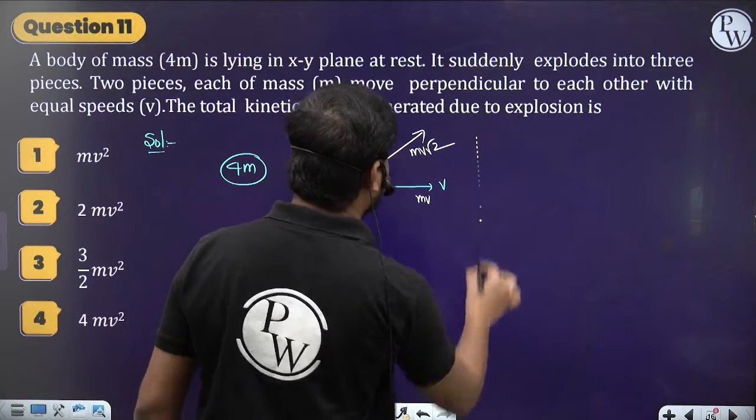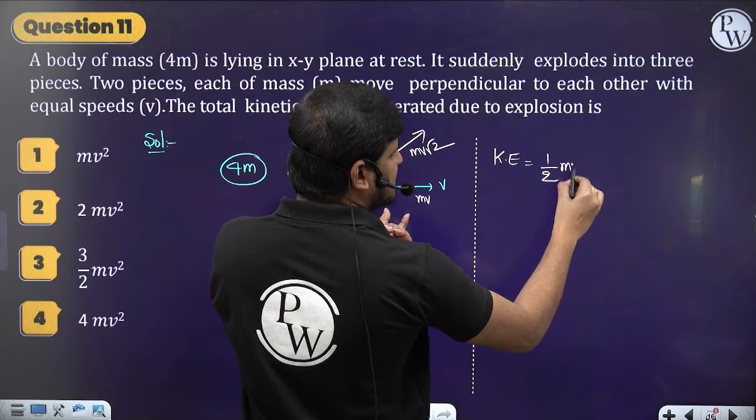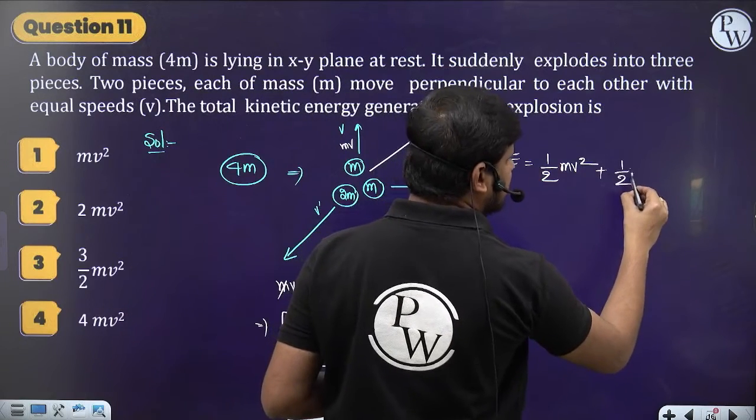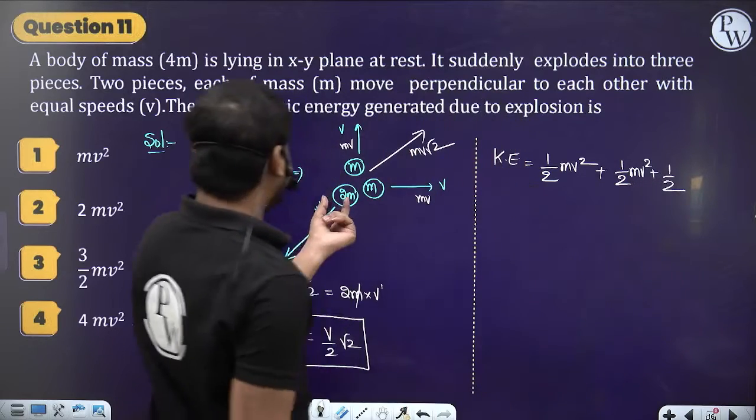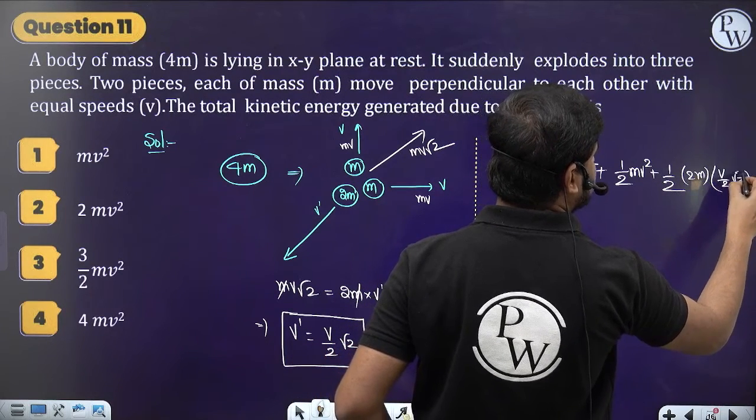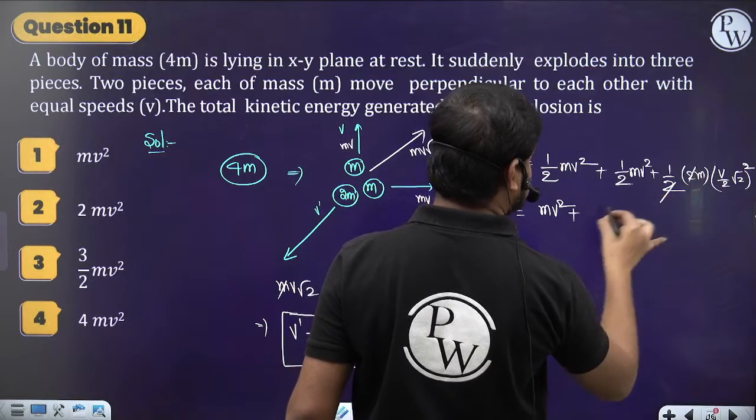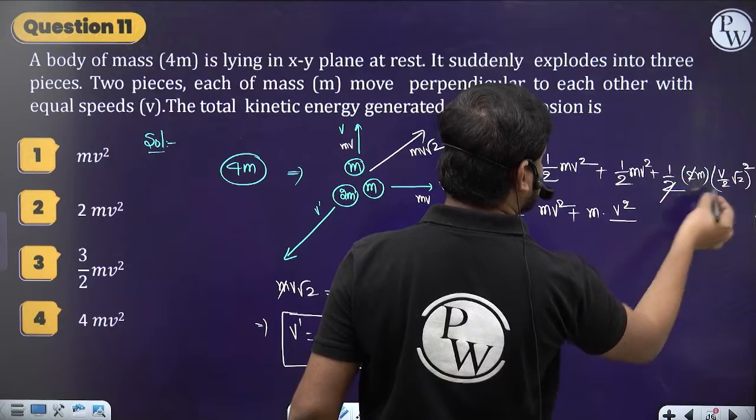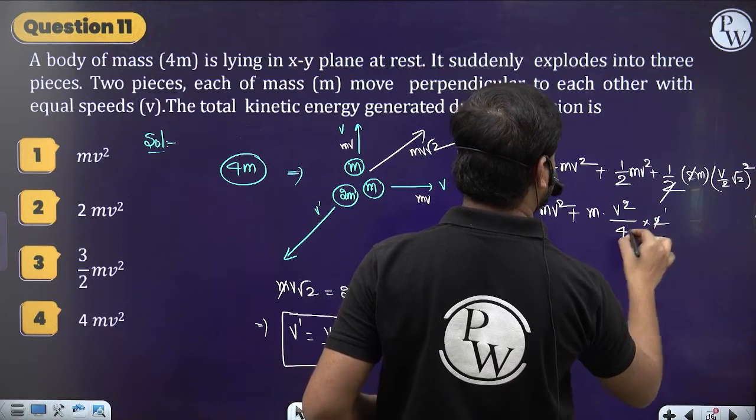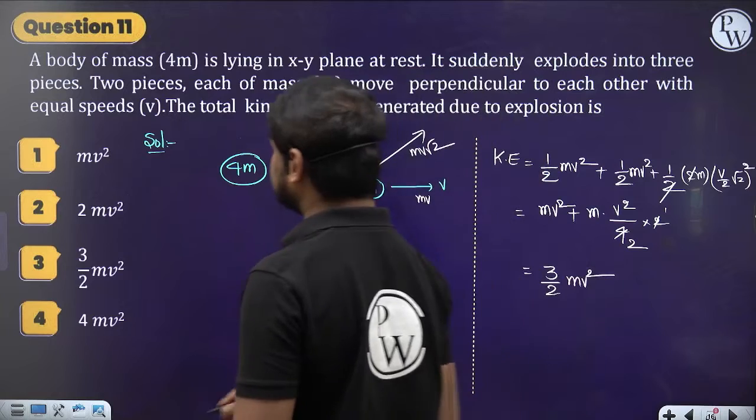So now we need the total kinetic energy released during the process. The total kinetic energy will be half mv square for the first one, whose mass is m and velocity is v, plus half mv square for the second one, and the third one's mass is 2m and its velocity is v by 2 into root 2, so half into 2m into v by 2 root 2 whole square. Half mv square plus half mv square is mv square, plus, the 2 cancels, m into v square by 4 into root 2 whole square, which is 2, so mv square plus mv square by 2, which is 3 by 2 mv square.